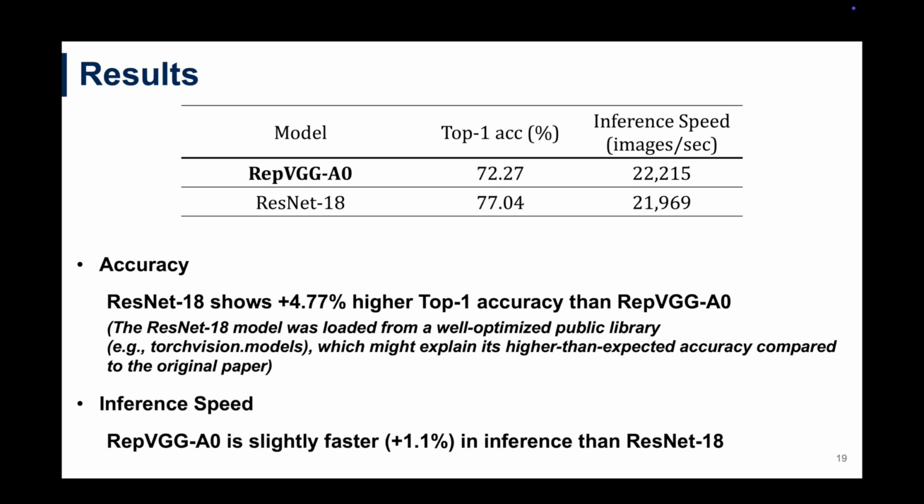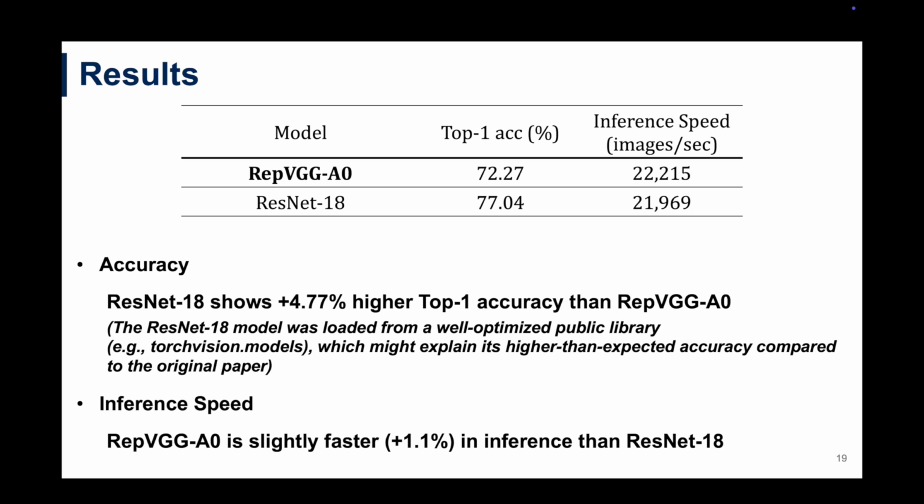Now, let's look at the experimental results comparing RepVGG A0 and ResNet-18. Regarding accuracy, ResNet-18 achieved a top 1 accuracy that was 4.77% higher than RepVGG A0. This is slightly better than the numbers reported in the original paper, likely because we used the well-optimized torchvision implementation of ResNet-18. In terms of inference speed, RepVGG A0 processed approximately 22,215 images per second, while ResNet-18 processed about 21,969 images per second, making RepVGG A0 roughly 1.1% faster.